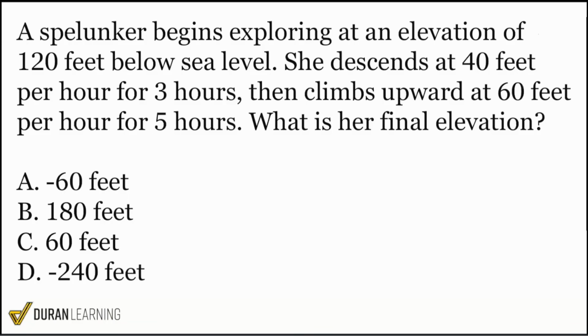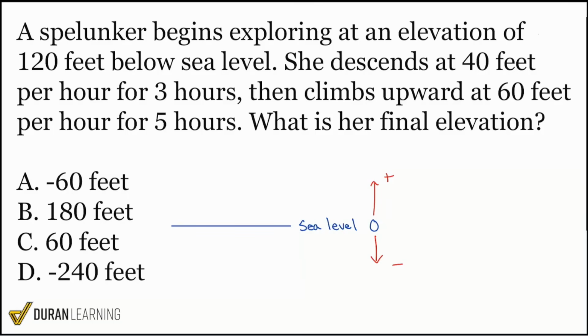So here we go. A spelunker begins exploring at an elevation of this many feet below sea level. Sure, it says 120, but the biggest key here, everybody, is that if we're talking about elevation, we have to understand that if we're discussing sea level, this is essentially going to be your zero on a number line. Everything above is going to be counted as positive, and everything going down is going to count as negative, in the same way that climbing is positive and descending is negative as well. So with that, let's go ahead and take a look at what happens in this story.